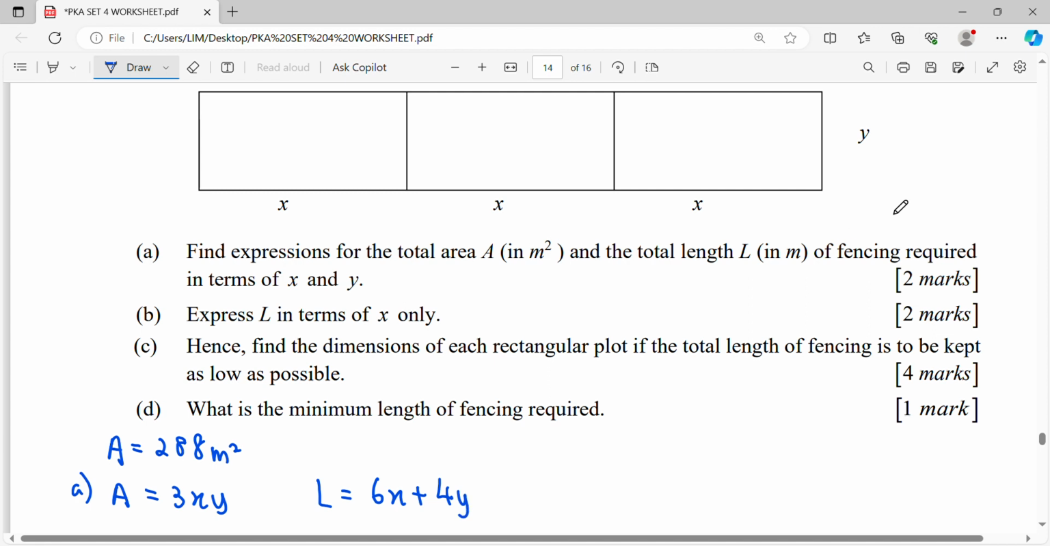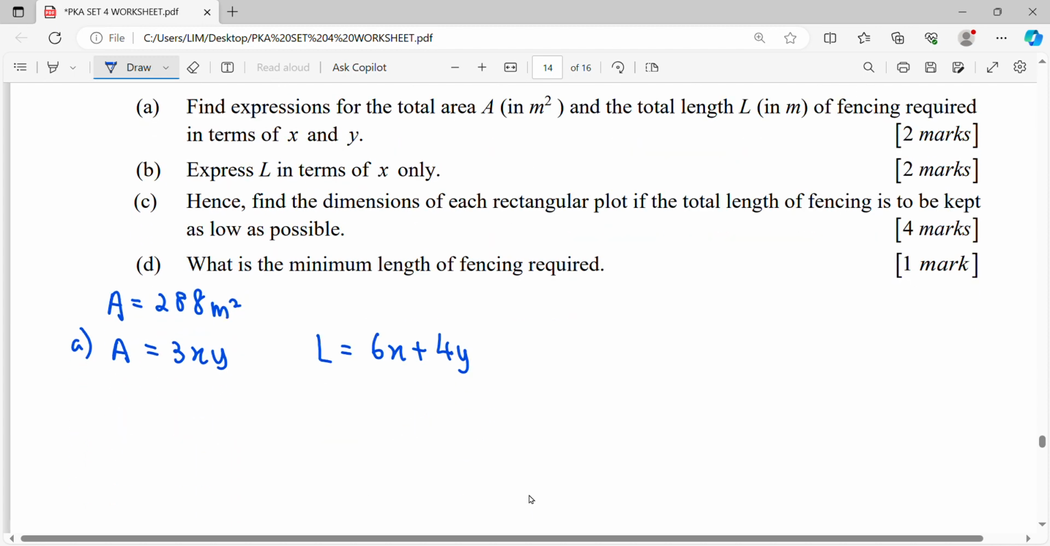So the expression of area and the expression of length in terms of x and y, yes. Area in terms of x and y, length also in terms of x and y. So question B, express L in terms of x only. So we need to substitute our y. So what is our y? Area is constant. So we start with 288 equals 3xy. We need to replace y, so we make y the subject.